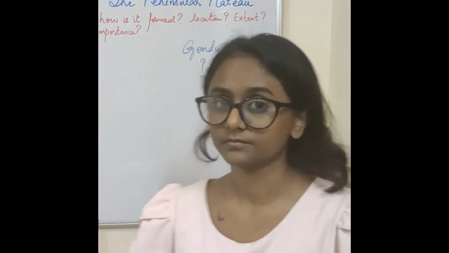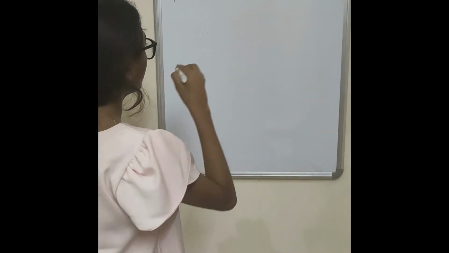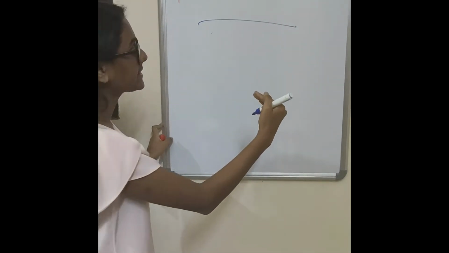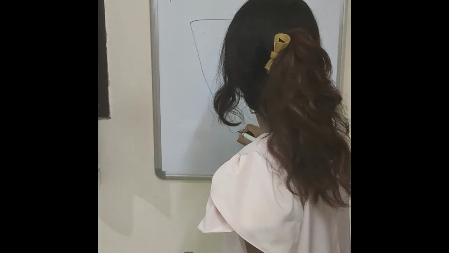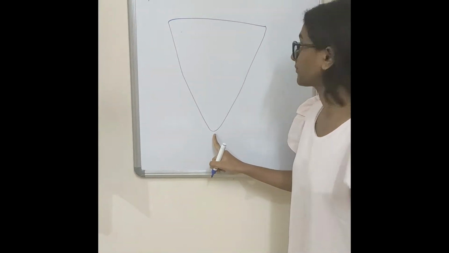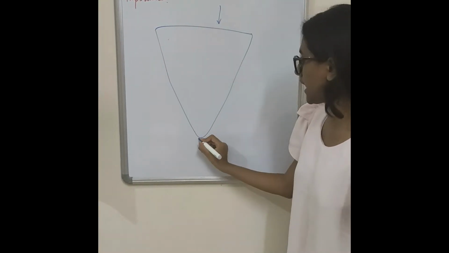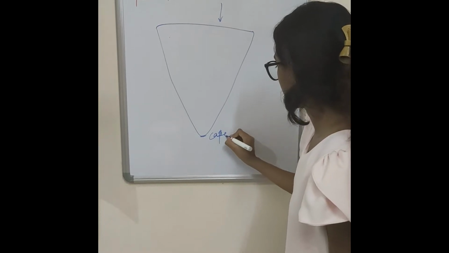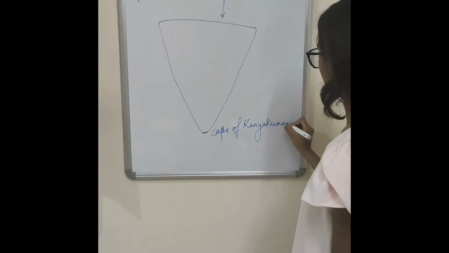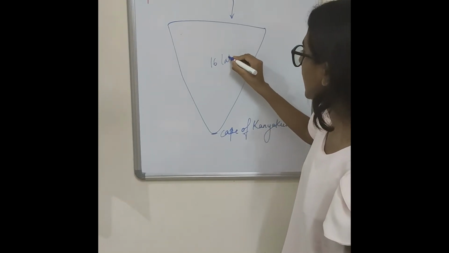Now let's learn about where it is located, okay, and the extent. Now it is located south of the northern plains, and it is roughly triangular in shape, and the apex of the triangle is the Cape of Kanyakumari. Okay, so it is south of the Great Northern Plains, triangular in shape, and apex being the Cape of Kanyakumari. Okay, and the area that it covers is roughly about 16 lakh square kilometers.